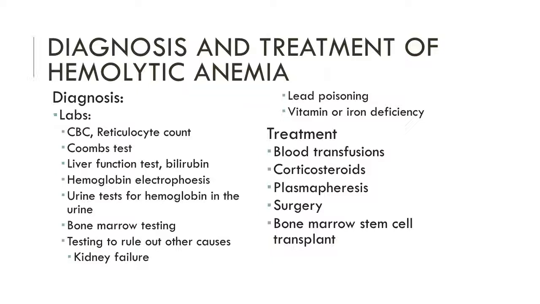We diagnose hemolytic anemia with labs, usually things like CBC and retic counts. Remember, if the bones are making a lot of red blood cells, they're going to be making reticulocytes first that mature into red blood cells. A Coombs test shows whether your body is making antibodies against the red blood cells.